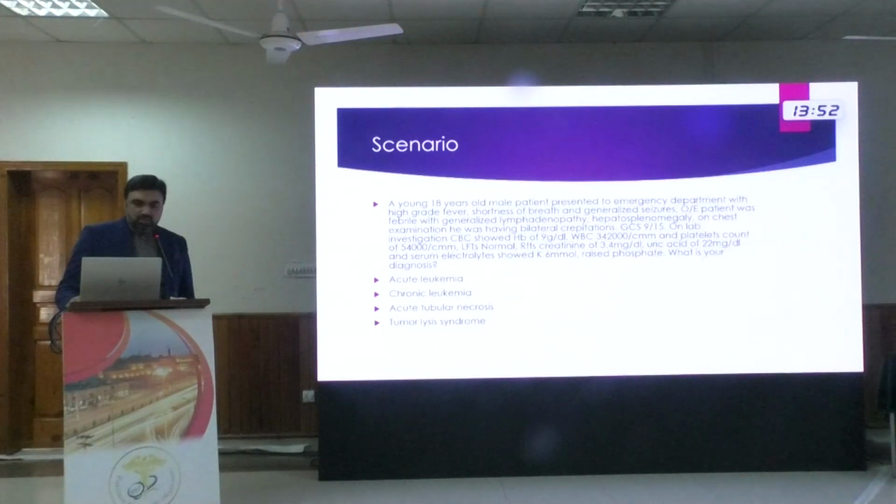LFTs were normal. RFTs: creatinine of 3.4 mg per dL, uric acid of 22 mg per dL, and serum potassium of 6 millimole per liter. So what is your diagnosis? Is it acute leukemia, CLL, acute tubular necrosis, or tumor lysis syndrome?